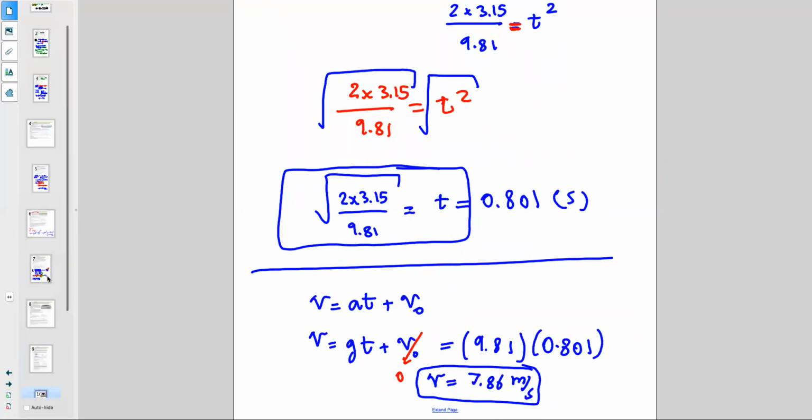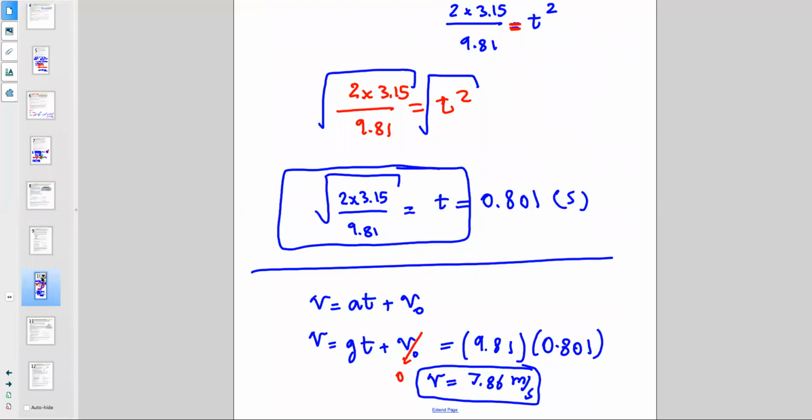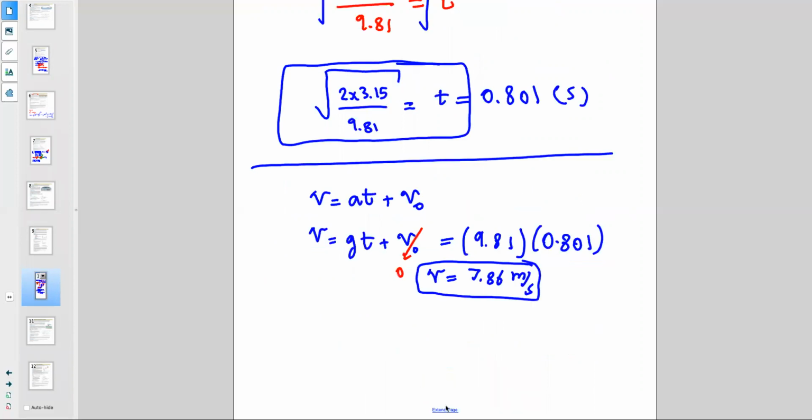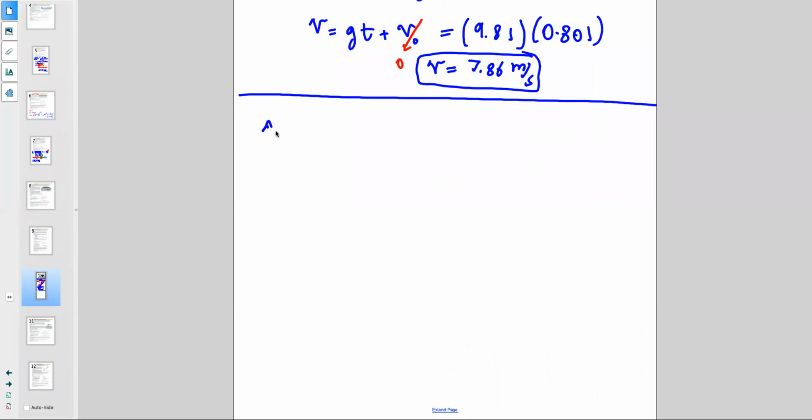Okay, so these are some of the problems that we have in the book. Now I have assigned a homework for you. The only one last thing that I would like to talk about is that if you have a VT figure, velocity versus time figure, and let's say this is that figure, okay? From this point to this point, from point A to point B.